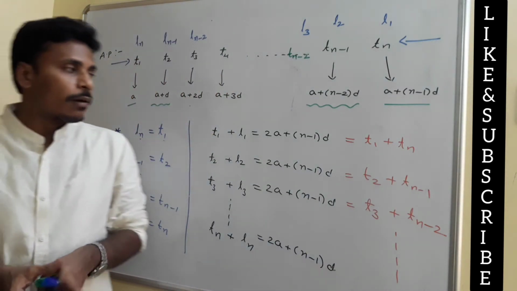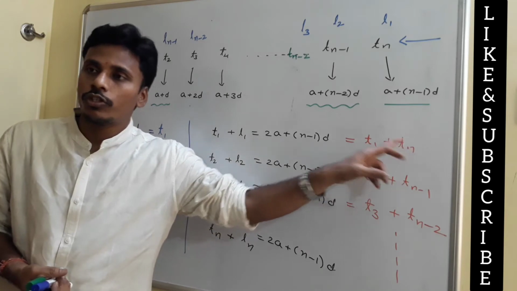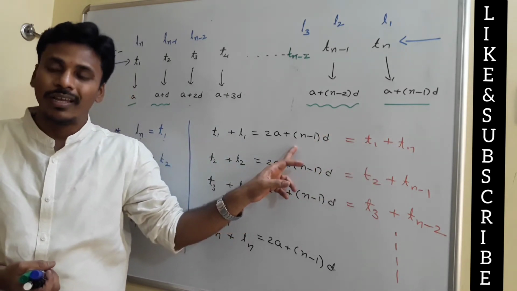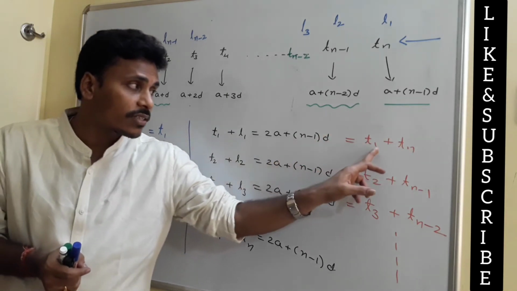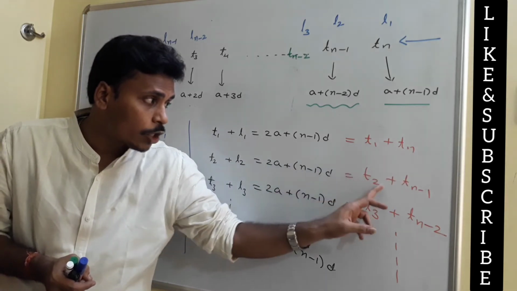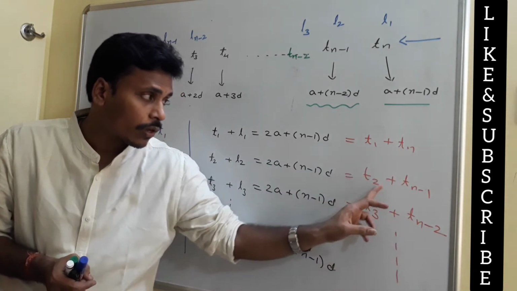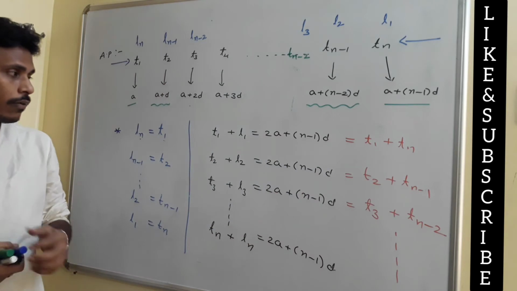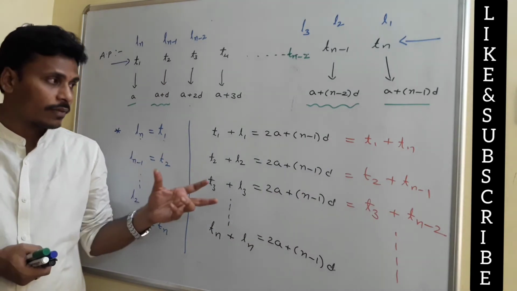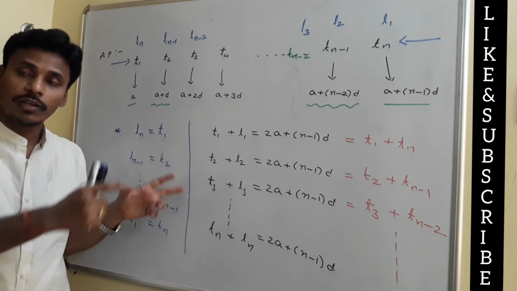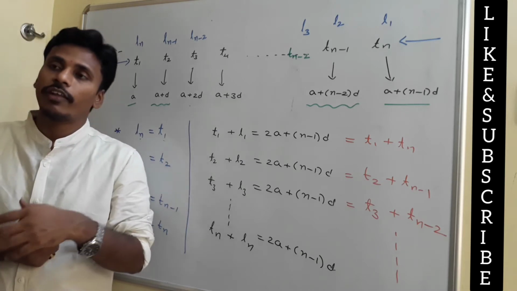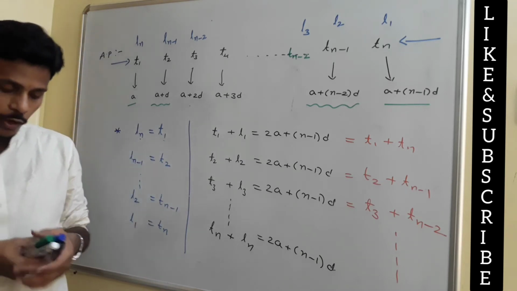So if the sum of two terms is equal to 2a plus (n minus 1) into d, then you just concentrate on these suffixes. The sum of these suffix values should be n plus 1, right? See, again look at this. You need to fix it in your minds to solve different types of problems, right? Have a look at this.